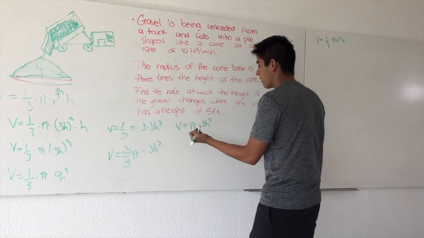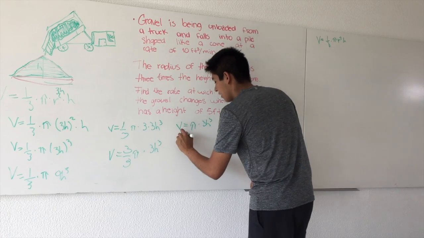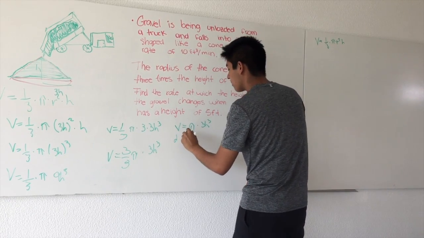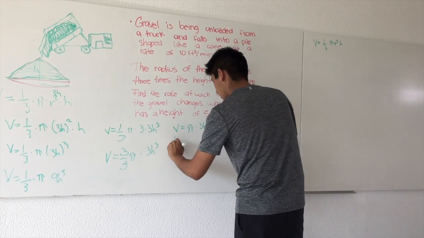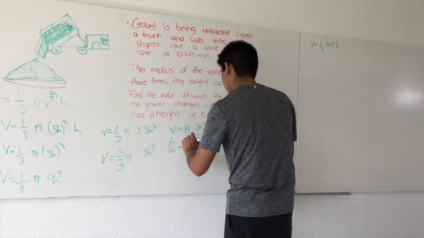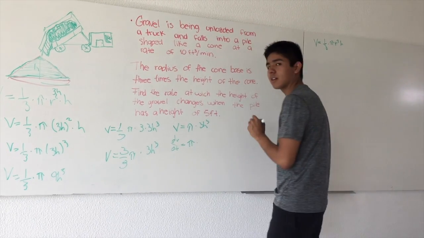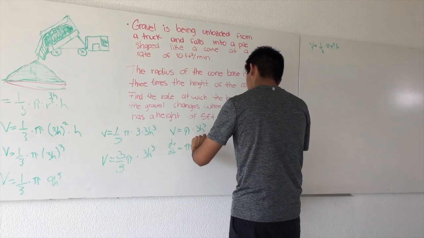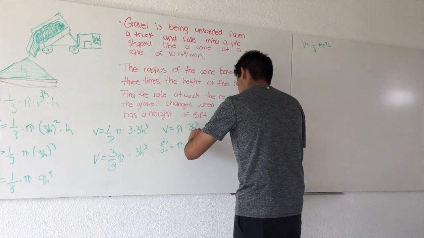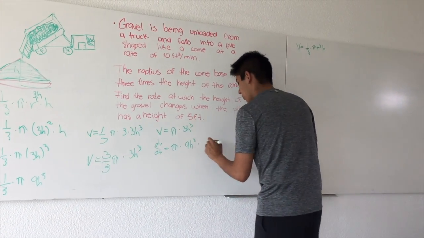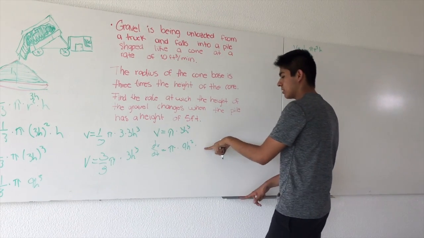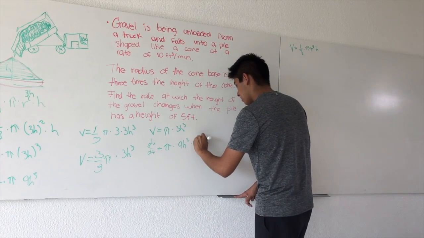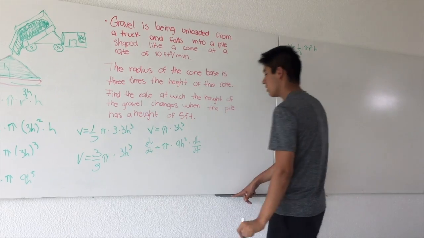We're going to use implicit derivative, that has already been explained. So we derivate over time, and we get dV over dt. It's equal to pi. We don't derivate it because it's a constant. We derivate this, and we get 9h squared by the chain rule, and we have times the implicit derivative of height, that is dh over dt.